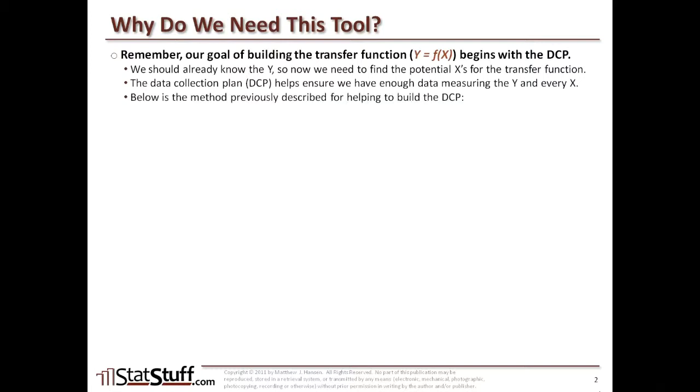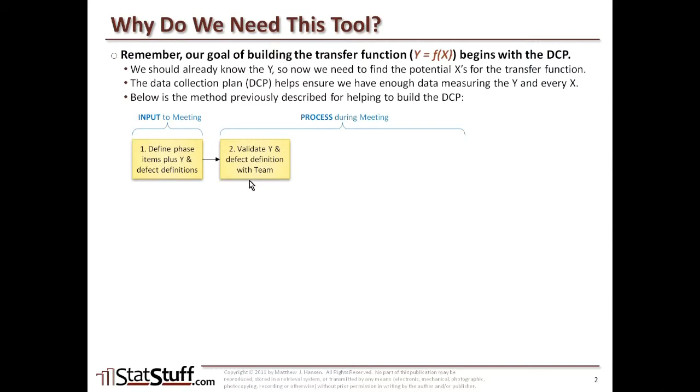So what we're going to review again is the overall method for how we might build the DCP. It started off, as an input to our meeting with the team, with making sure we have the defined phase items, which would also include the y and the defect definitions. All those things that we should have up to this point, make sure we have those already defined before the meeting even begins. And then for the meeting itself, the process that we will follow begins with this next step, which is validating the y and the defect definition with the team to make sure they agree with it.